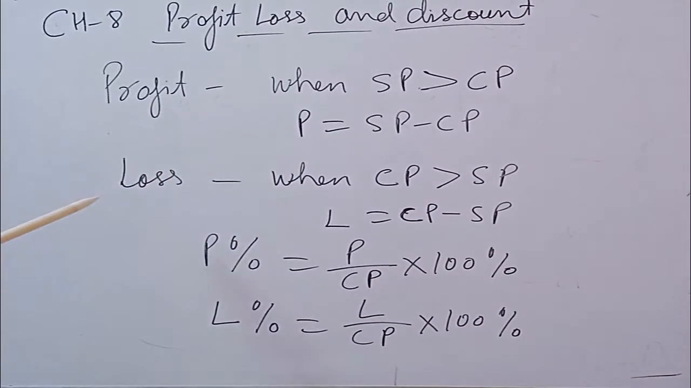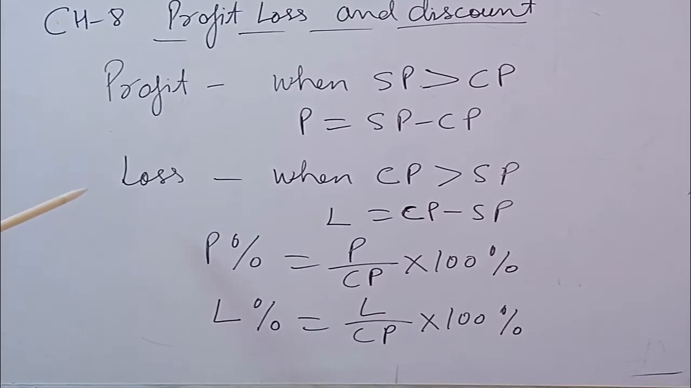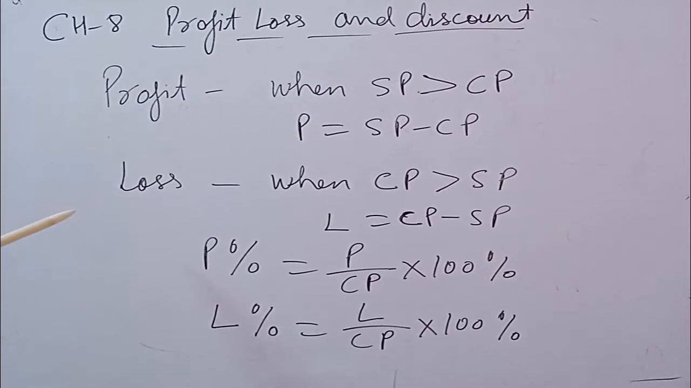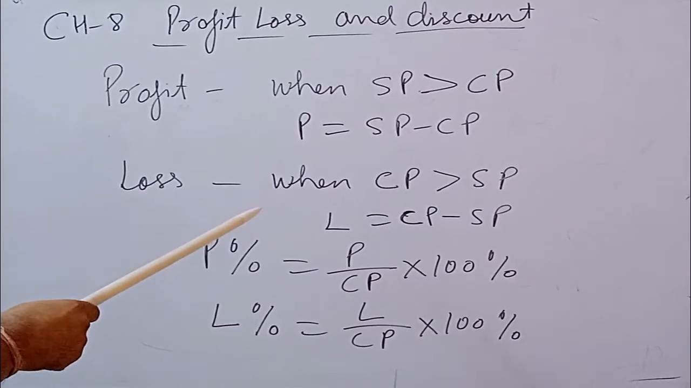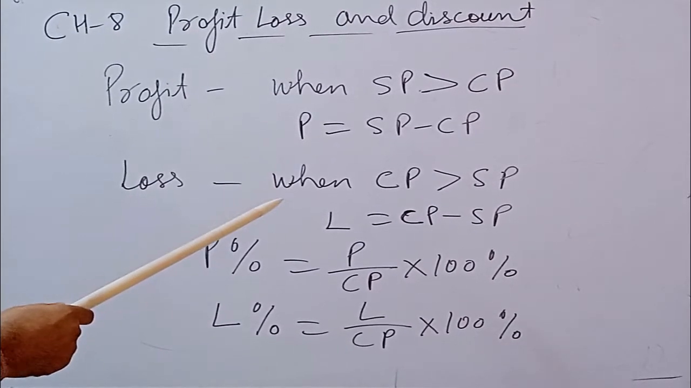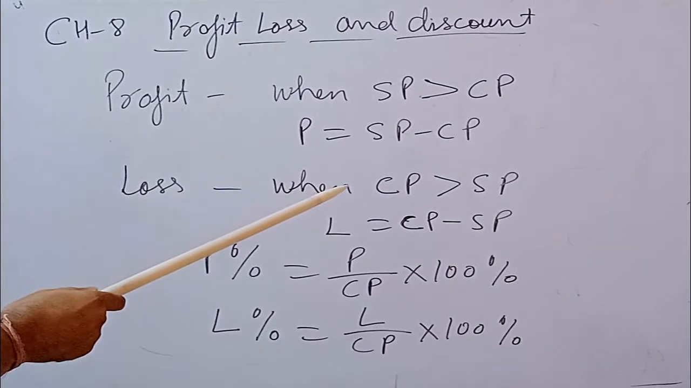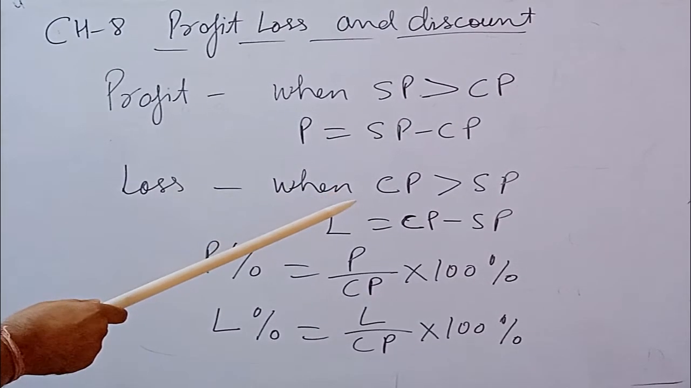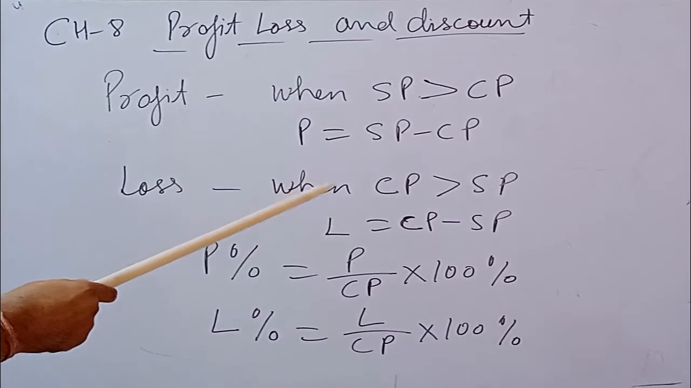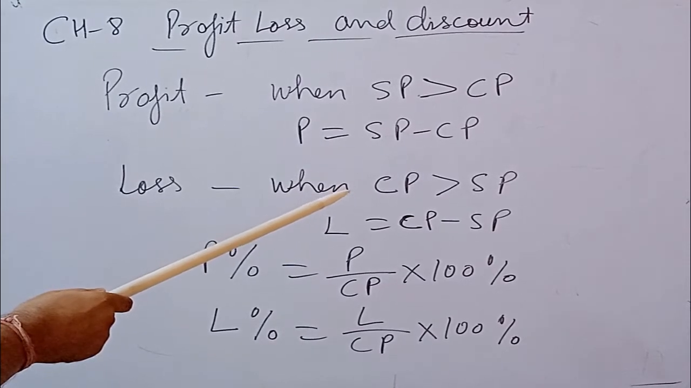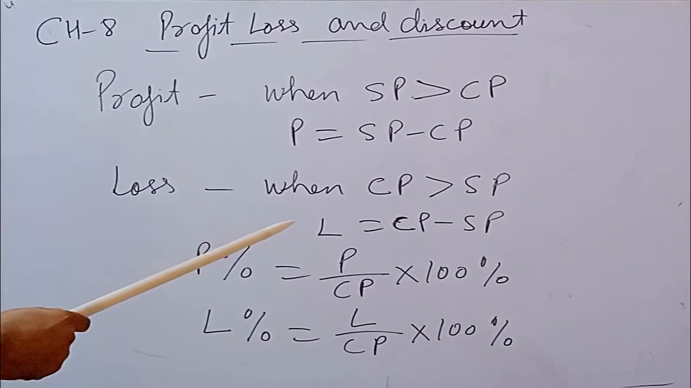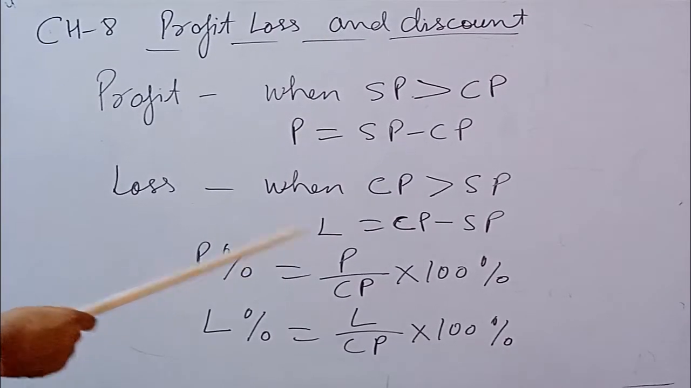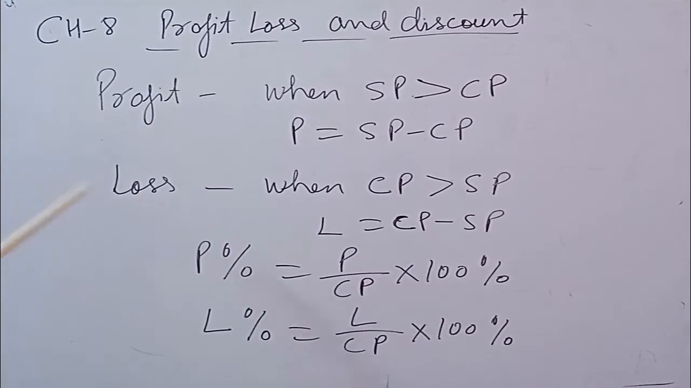Similarly, we get the loss. How can we find the loss? Whenever we have a loss by selling any object, that is, whenever CP, the cost price at which we purchase something, is greater than the selling price at which we sell it, then we will have a loss. So how can we calculate the loss? Loss equals CP minus SP.